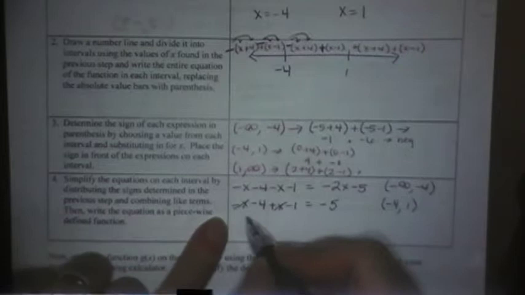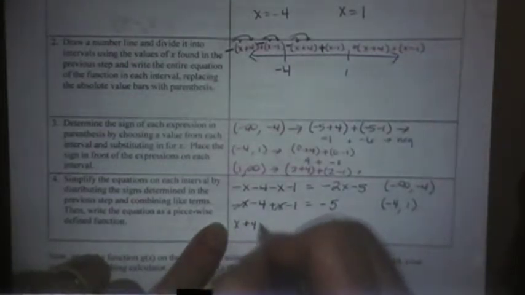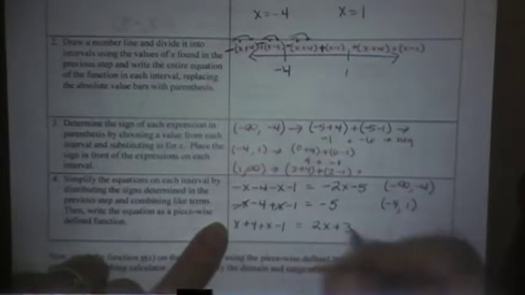And then my last equation, I have positive, positive, so it comes out to be x plus 4 plus x minus 1. So when you add that, you get 2x plus 3, and that's the interval from 1 to infinity.